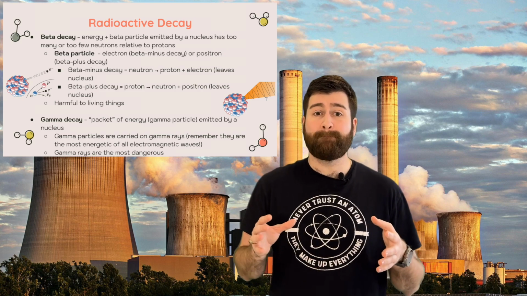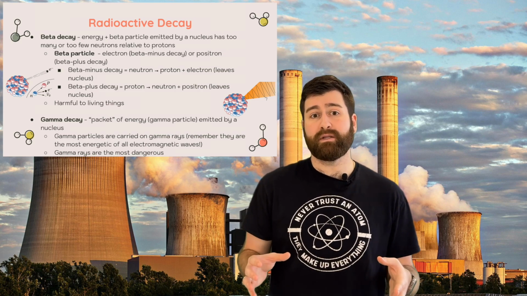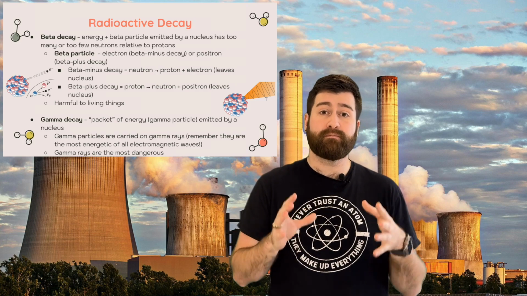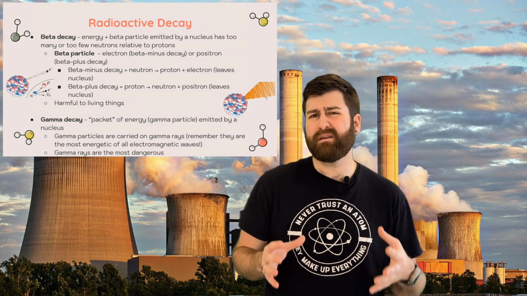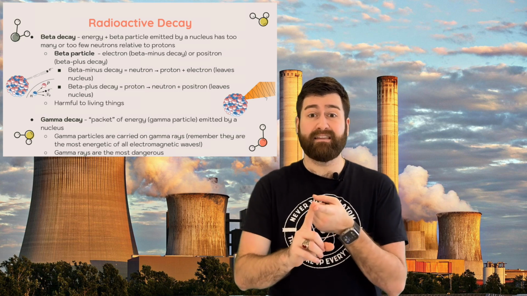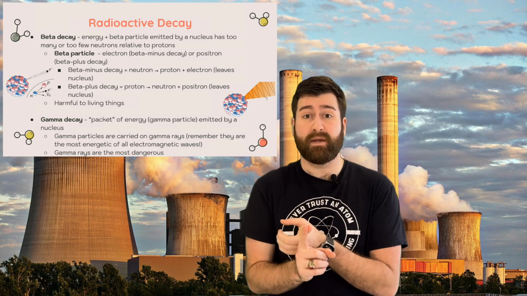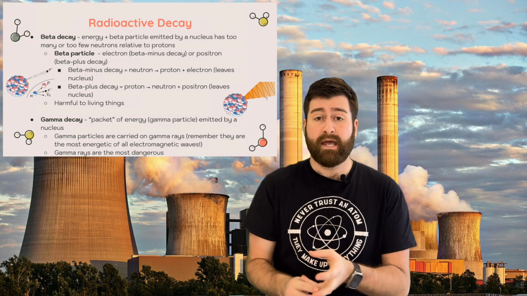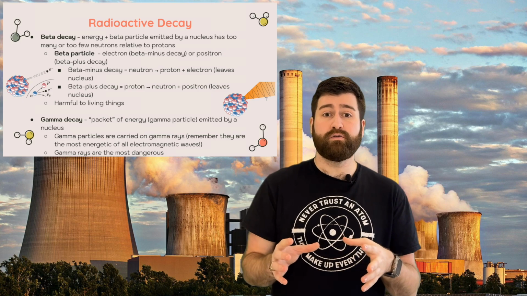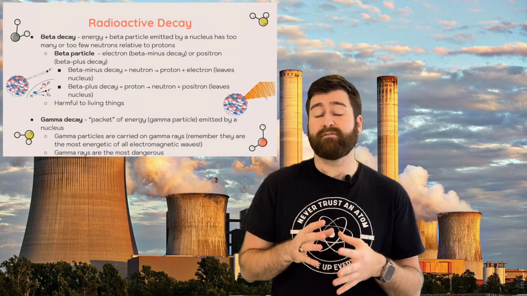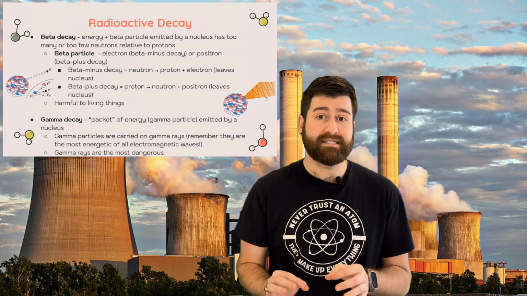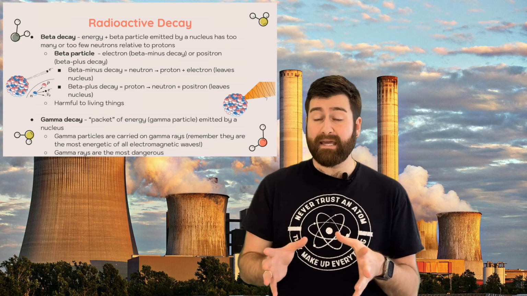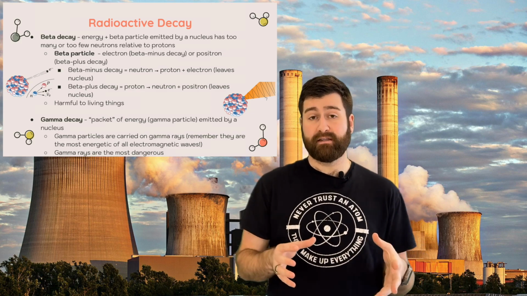Beta decay is the second type we're going to look at today. It is where energy and beta particles are emitted by a nucleus that has too many or too few neutrons relative to the number of protons it has. So what is a beta particle then? Well, it's either an electron, which is known as beta minus decay, or a positron, which is beta plus decay. Beta minus decay is where a neutron releases a proton and an electron from the nucleus, whereas beta plus decay is where a neutron and a positron are released from the nucleus. Beta decay is harmful to living things.